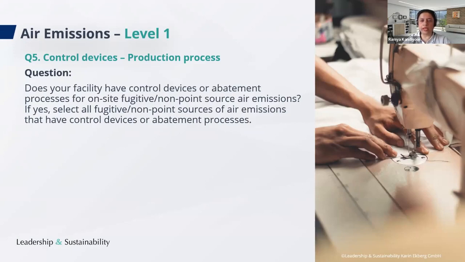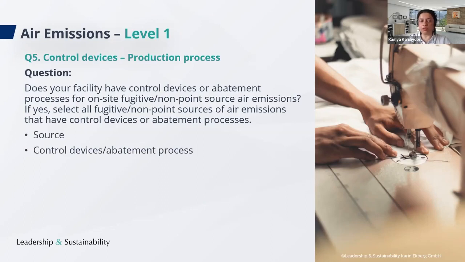It should only be the processes that actually happen at the facility, and you could be having various different processes. Perhaps you have a PP spray which is controlled by means of a water curtain. This is the information that you have to input into this section, as to how you are controlling the fugitive emissions coming from the production processes that are happening at the facility. Based on the list of sources created from your responses in question number 2, you will then be asked what the source is, what the control device is, or what the abatement process is that you have implemented.